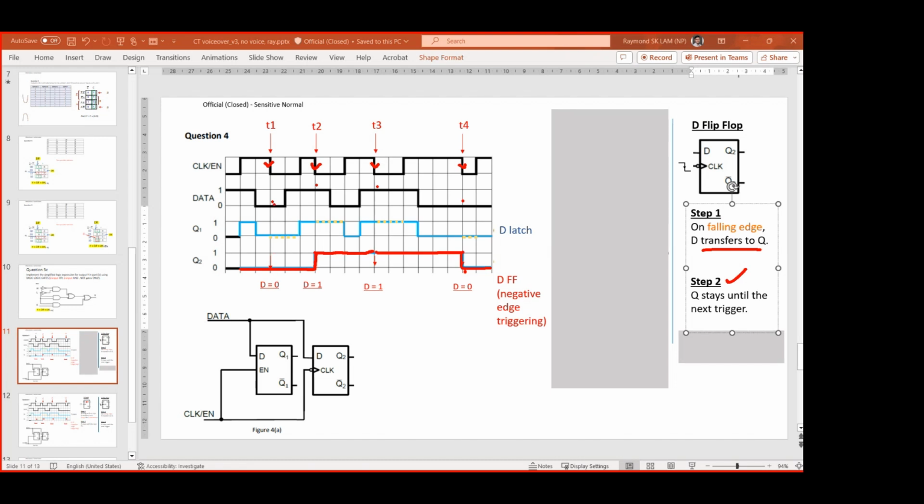You focus on the falling edge, D transfers to Q. That means if D is low, Q is low. Then after that, step 2, stay until the next trigger. That's all. After that, you just repeat the process, step 1 and step 2 again, and so on. Correct now? Okay, no question.